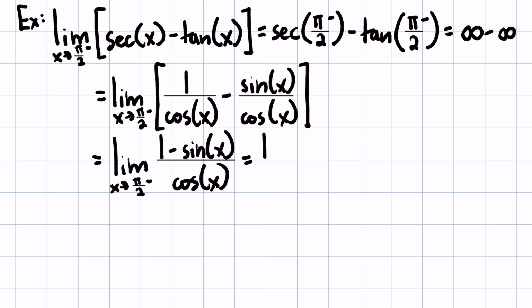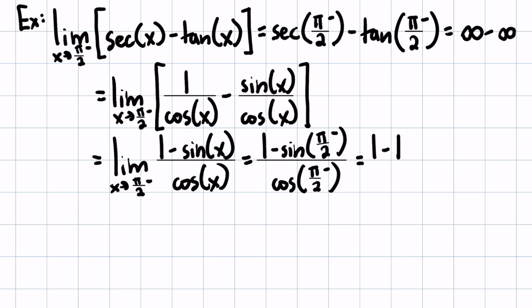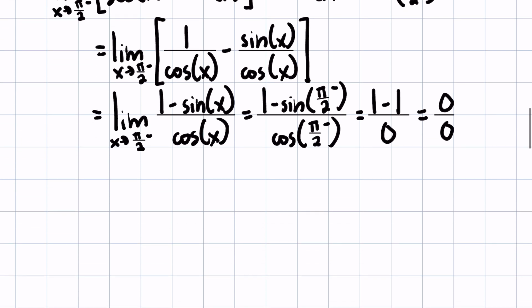So 1 minus sine of pi over 2 from the left divided by cosine of pi over 2 from the left is going to be 1 minus 1 over 0, which is 0 over 0. So this is a form that we can L'Hopital. So we're going to apply L'Hopital's rule here.